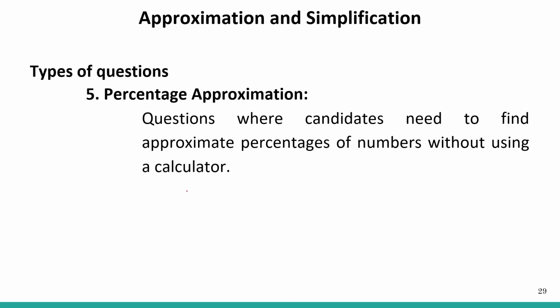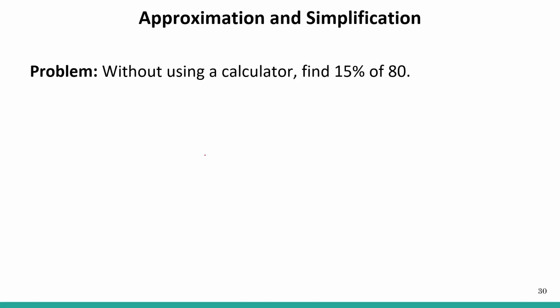Okay, so percentage approximation. Questions where candidates need to find approximate percentages of numbers without using a calculator. So without using a calculator, find 15% of 80, right? So this implies 15 by 100 into 80. So cancelling a 0, what we are left with is 15 into 8 by 10, right? So cancelling with 5, what we are left with is 3 and 2. So this will be 3 into 8 is equal to 24 by 2 is equal to 12. So 12 is the correct answer.